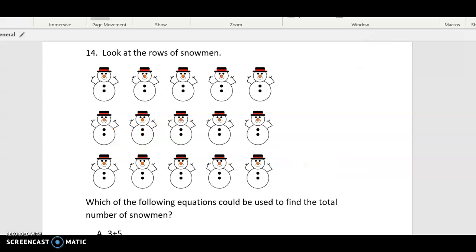All right, look at the rows of snowmen. Which of the following equations could be used to find the total number of snowmen? So I have 1, 2, 3, 4, 5 in each row. So you could use the equation.